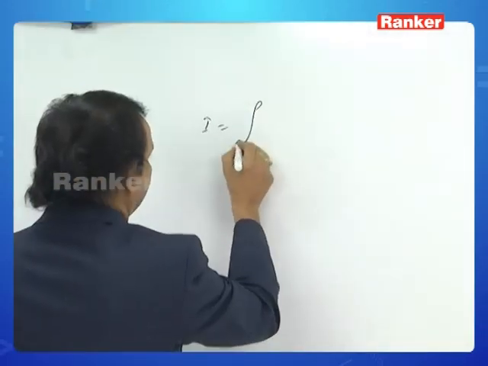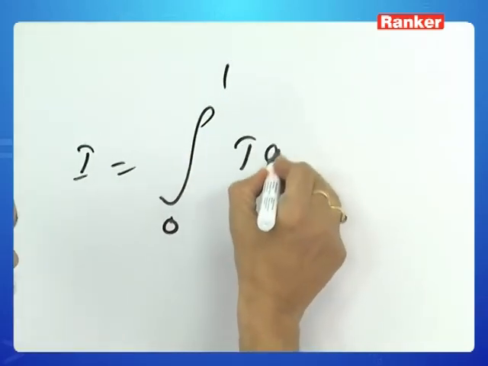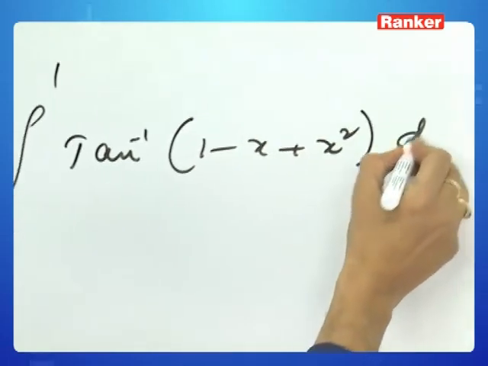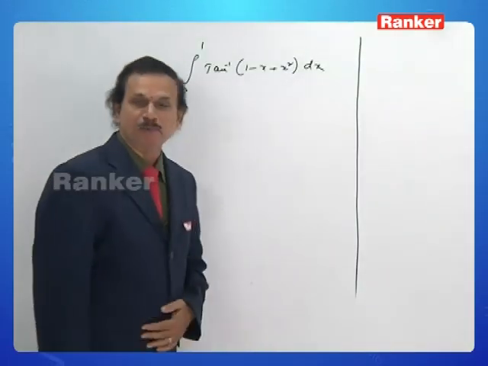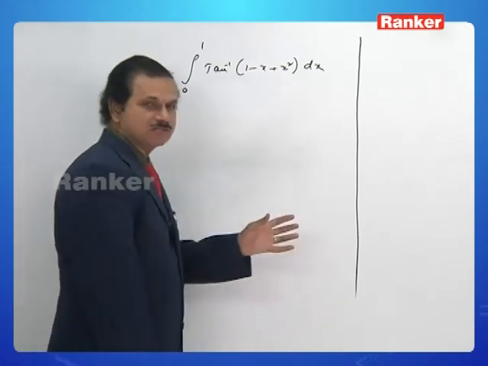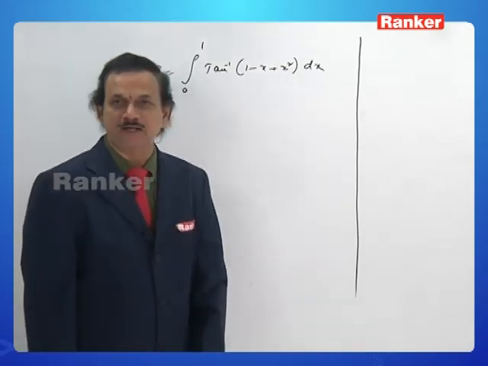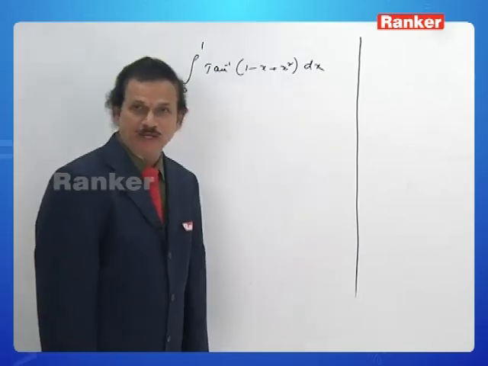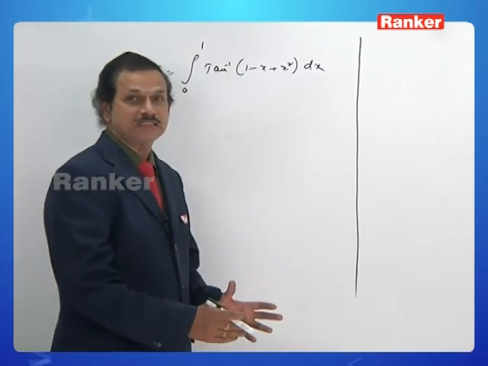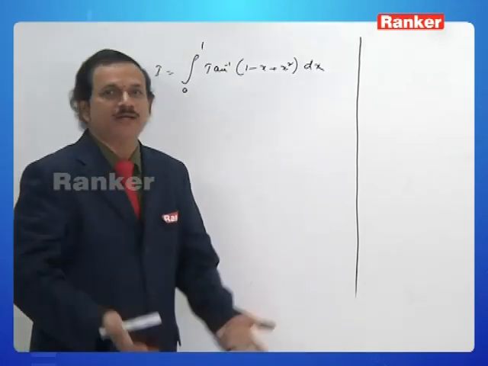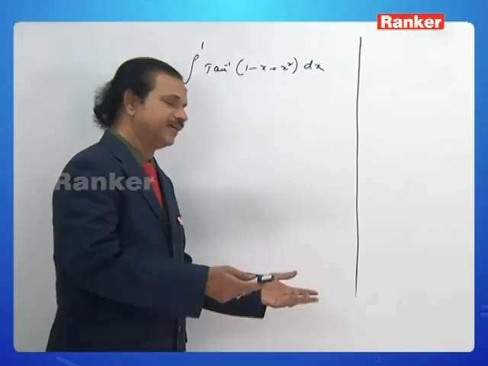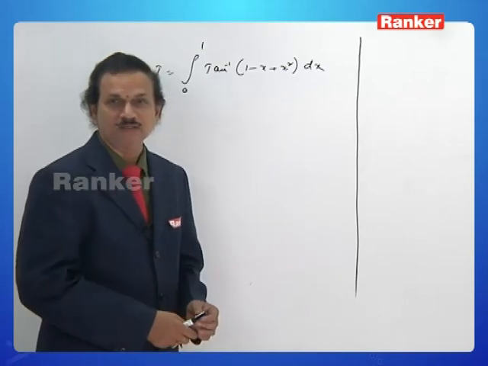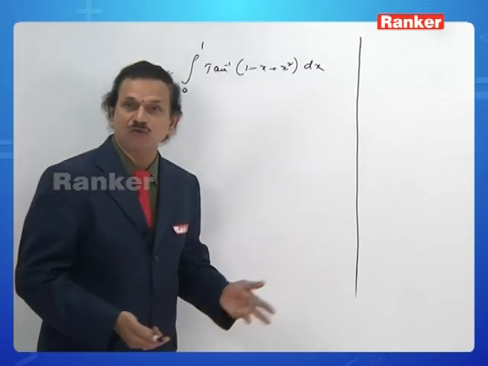I is equal to integral 0 to 1 tan inverse of 1 minus x plus x square dx. Now you think of the problem. As it looks, if you make an attack directly, it becomes a tedious job to get it simplified. One thing you can do, if you have 1 minus x plus x square in the denominator, you can convert it into tan inverse x minus tan inverse y, or something like that. But you see, here it is in the numerator.